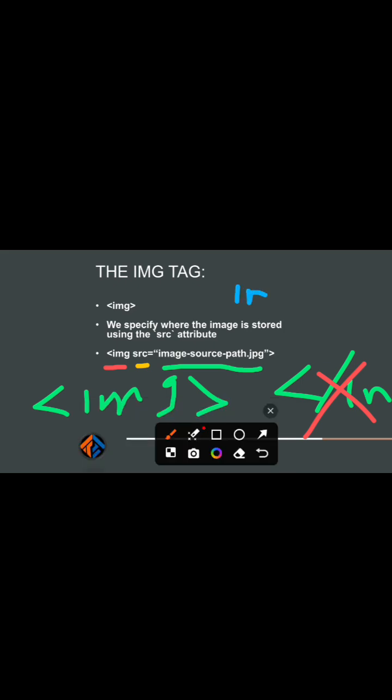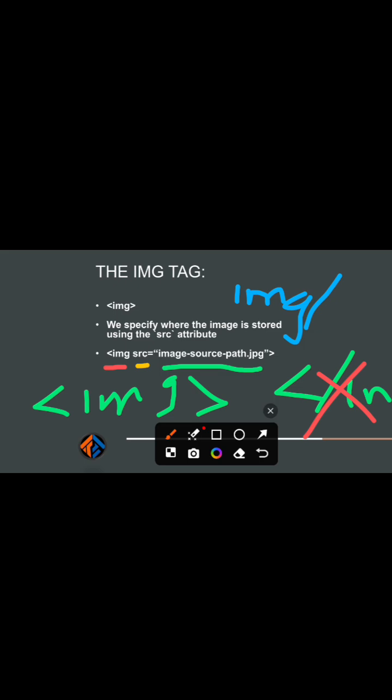The folder name is image, then a forward slash. What forward slash simply means in web development is that you are entering that folder. When you say image forward slash, you mean that you are entering the image folder. Once you press forward slash, the image will be there and the name will be there, so you just click the name.